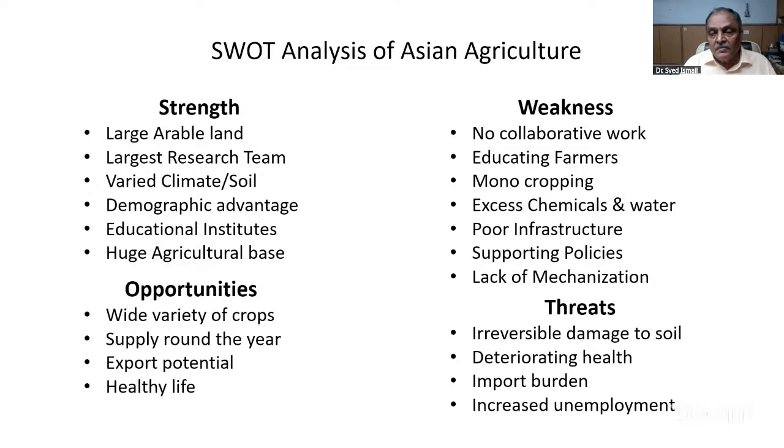Monocropping is our problem. We use excess chemicals in water. We have poor infrastructure. For example, except for the Indo-Gangetic plains, we don't have proper farm roads. And even the electricity infrastructure is a bit challenging. Supporting policies is a big question. It's arguable, but the policies, as I told you from the first slide, should support healthy soil, water and nature for the next generation. So that has to evolve still.